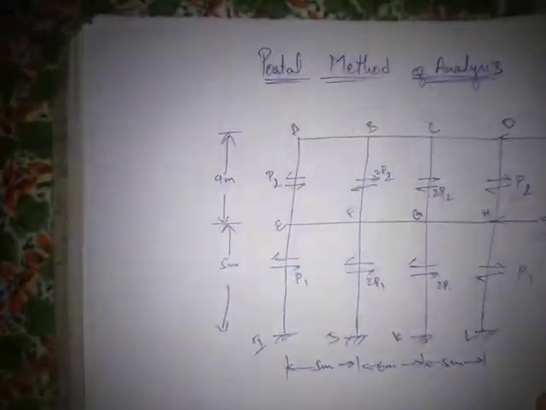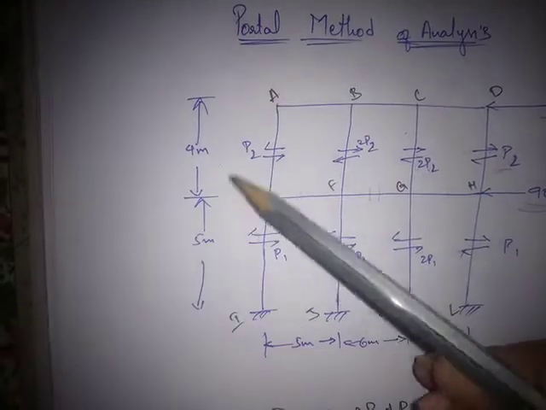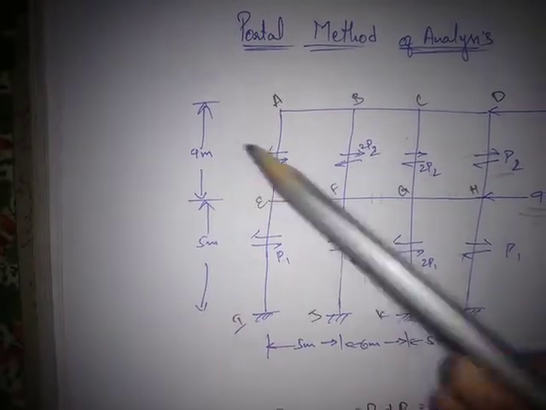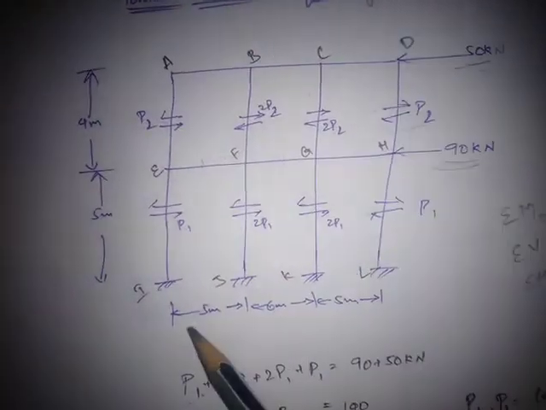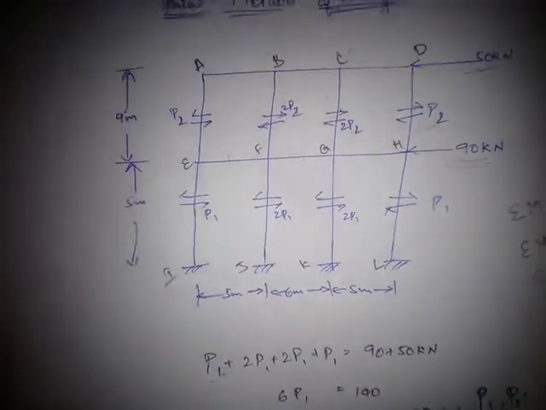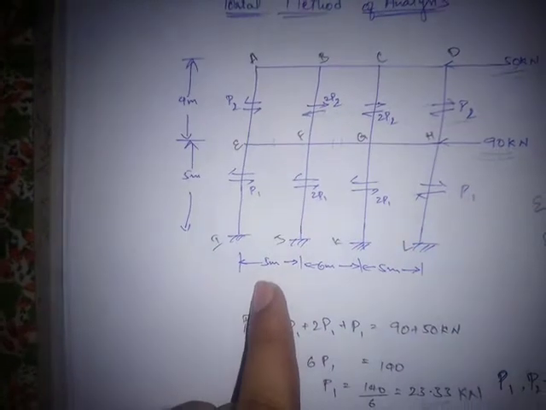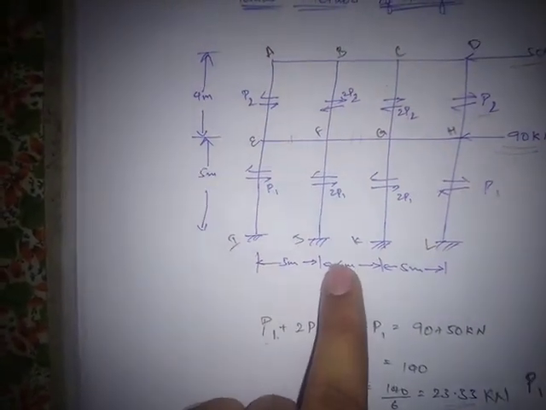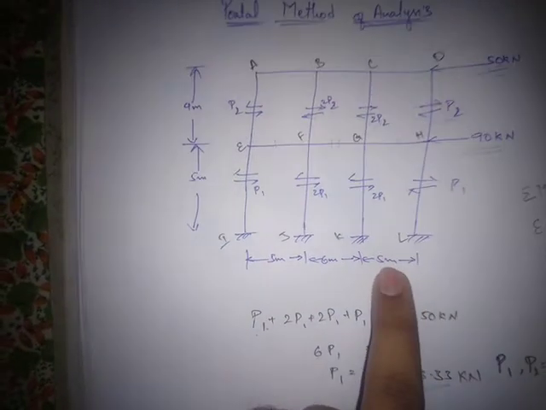Here, in the question, it is given that the column heights are 5 meters and 4 meters. For the bottom story it is 5 meters, for the top story it is 4 meters. Whereas for the beam distance, that is the column spacing, it is 5 meters for the first bay, 6 meters for the second bay, and 5 meters again for the third bay.